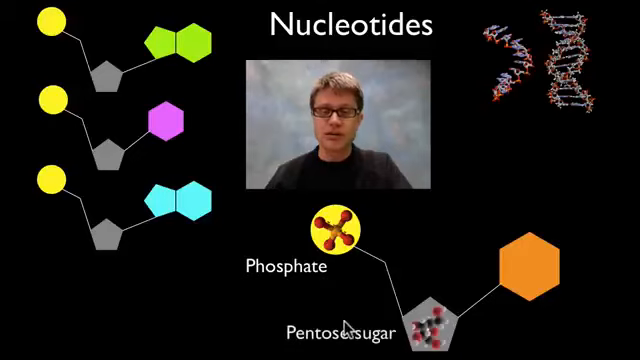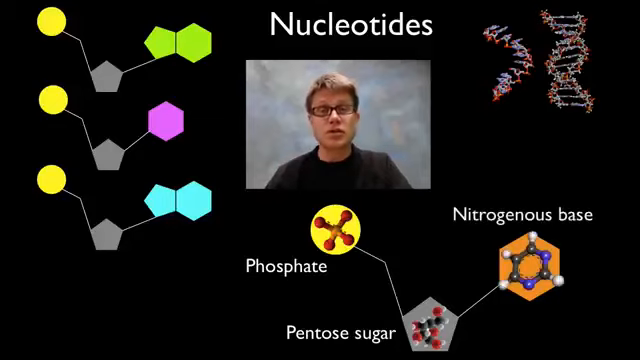What else do we have? Well, we have a pentose sugar. Pentose sugar means we have a 5-carbon sugar. In DNA, that's going to be a deoxyribose sugar, and then in RNA, it's going to be a ribose sugar. And then the most interesting part of a nucleotide is going to be the nitrogenous base. And it's called a nitrogenous base because it has nitrogen. And so most things in life are made up of carbon, but there's going to be a lot of nitrogen here in the base of this nucleotide. And this is going to be different in each nucleotide.